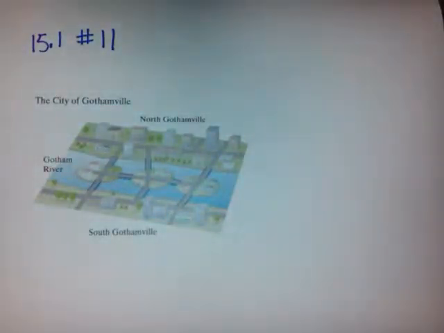So here we have section 15.1, number 11. And what they're asking us to do for number 11 is to draw a graph that models the layout of the city shown in the map and use vertices to represent the land masses and edges to represent the bridges.